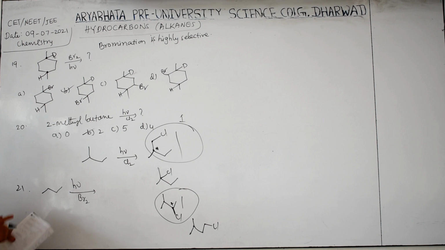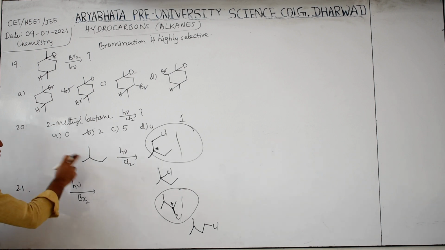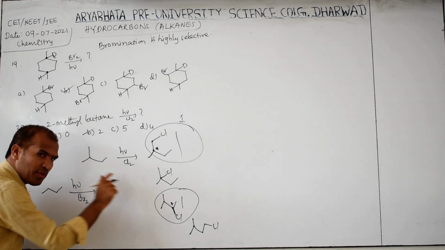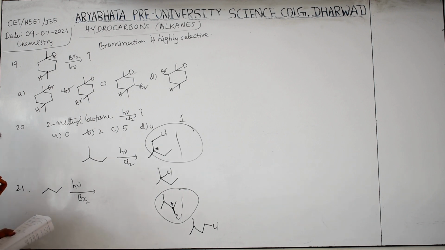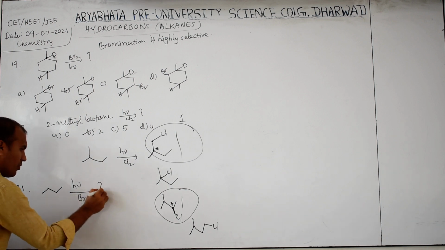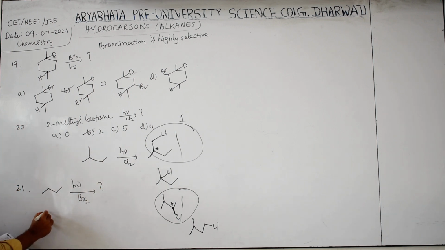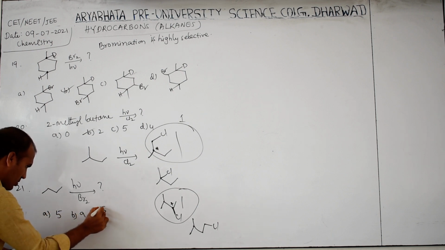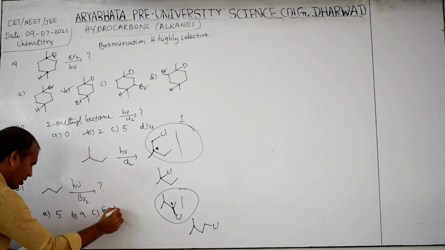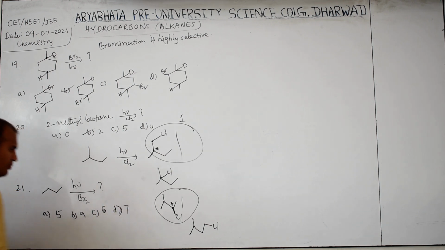But which bromination is this? Dibromination. Monochlorination means only one chlorine is substituted. Here, how many bromines are substituted? 2. Then they are asking the number of fractions on distillation of the dibromo product mixture obtained by photobromination. So we will discuss. Options are A 5, B 9, C 6, D 7.